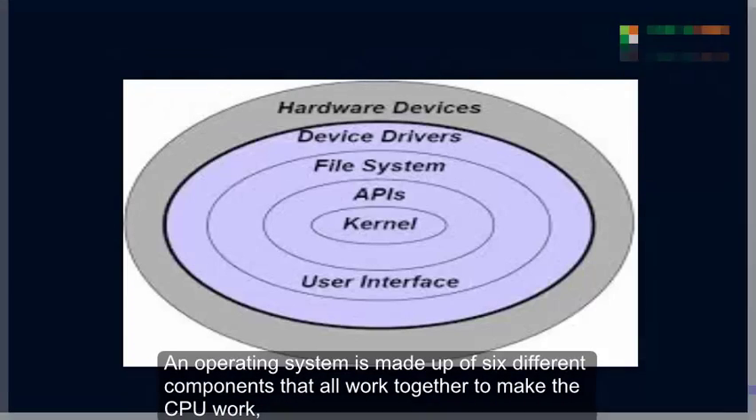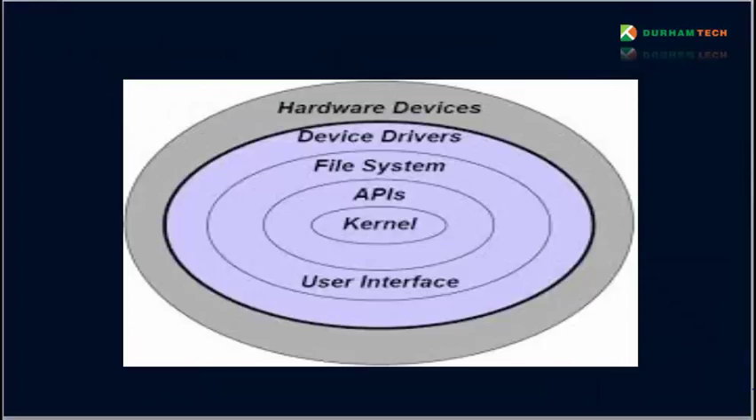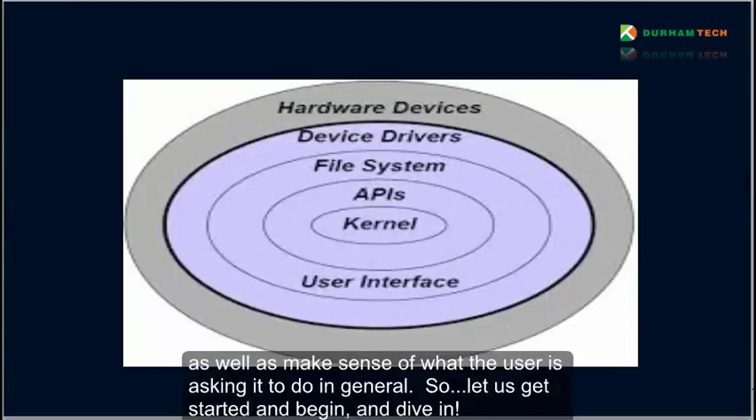An operating system is made up of 6 different components that all work together to make the CPU work, process, calculate, as well as make sense of what the user is asking it to do in general. So let us get started and dive in.